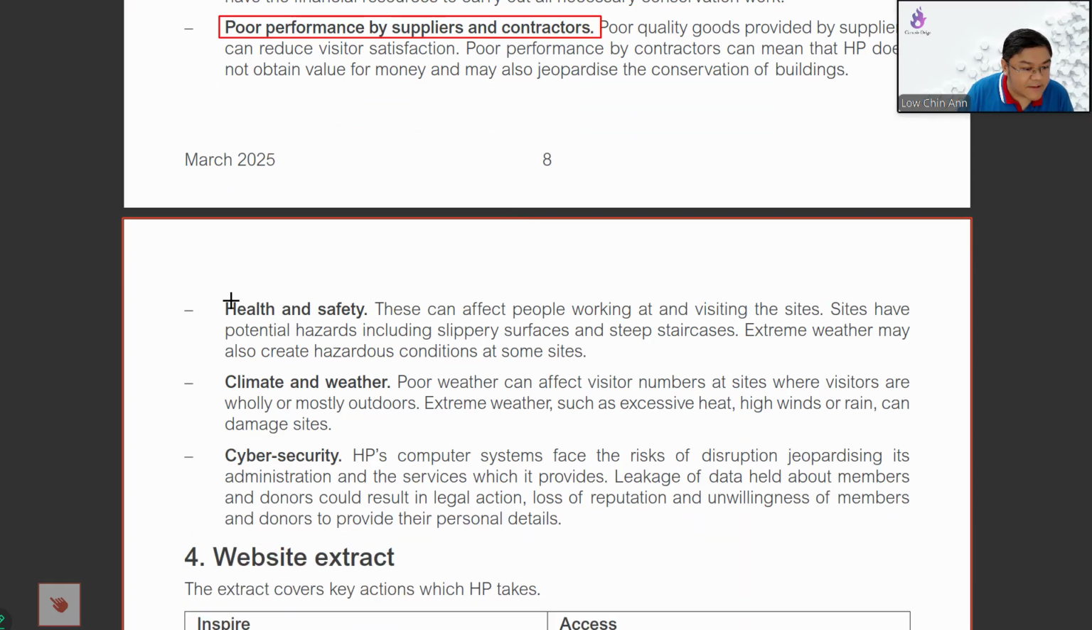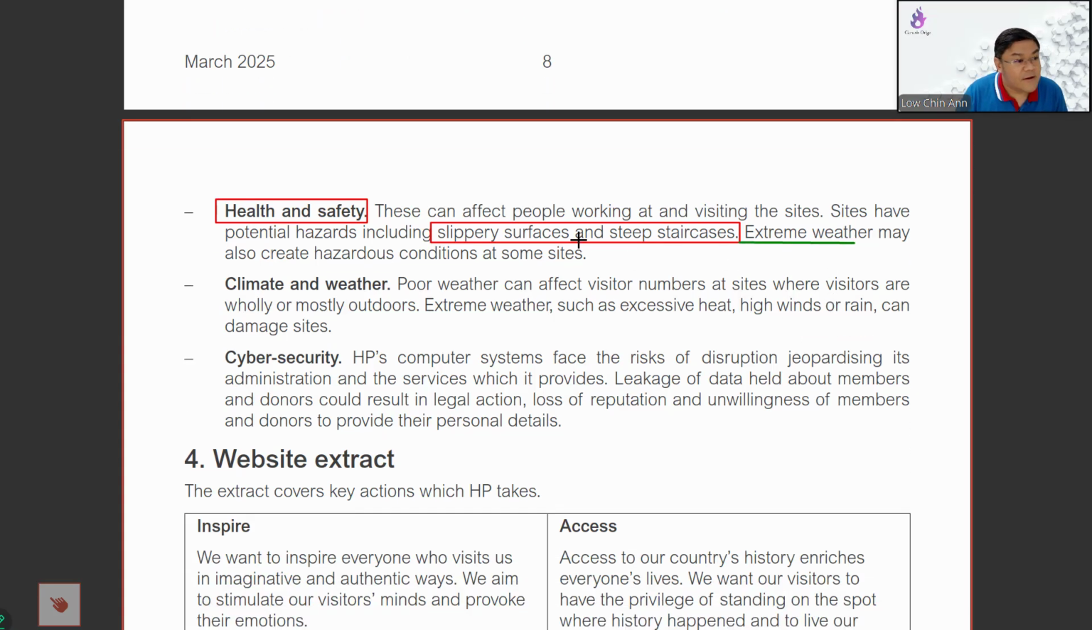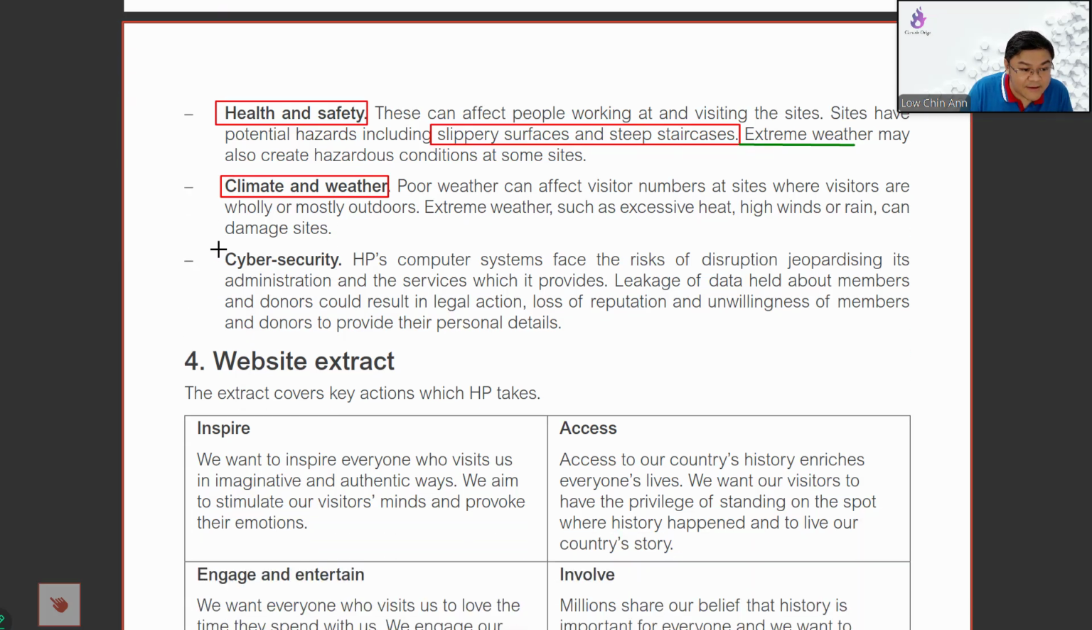And then we have health and safety. Now this can affect people working at and visiting the sites. The sites have potential hazards like slippery surfaces and steep staircases. Weather can create hazardous conditions. So a couple of times they have given us a hint that they can talk about climate. Okay, so climate and weather. They say poor weather can affect visitors at the sites, and extreme weather like excessive heat, wind or rain can also damage the site.